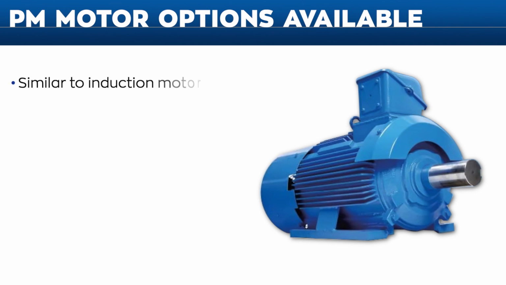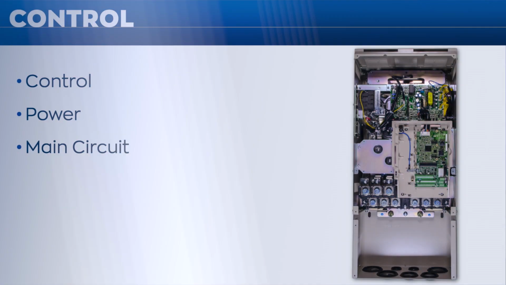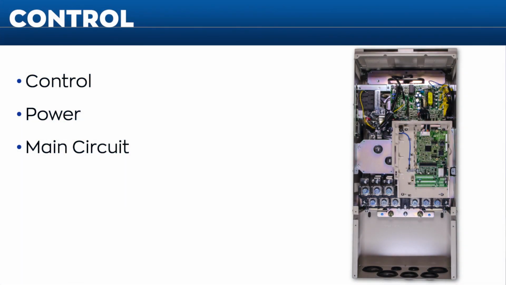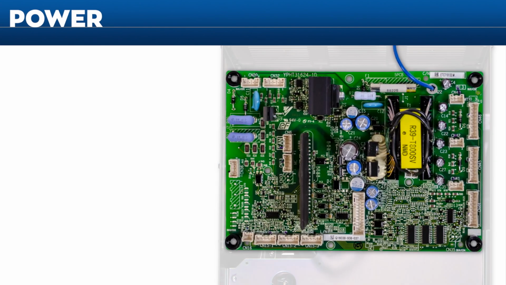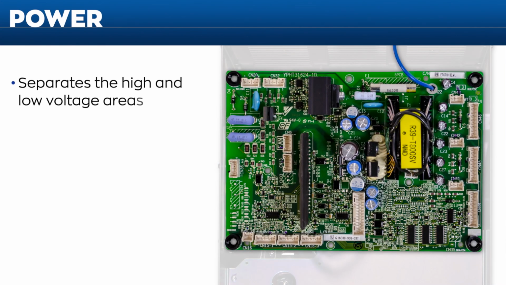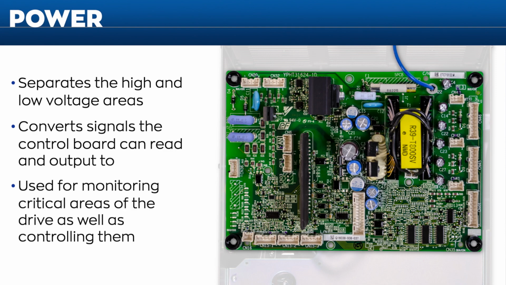This motor is similar to the induction motor we talked about before, except the rotor now incorporates magnets to create the rotor's magnetic field instead of the typical shorted rotor bars. Moving from the control side deeper into the drive, we find ourselves at the main power board. This separates the high and low voltage areas, converting signal levels to something the control board can read and output to. This is used for monitoring critical areas of the drive as well as controlling them.